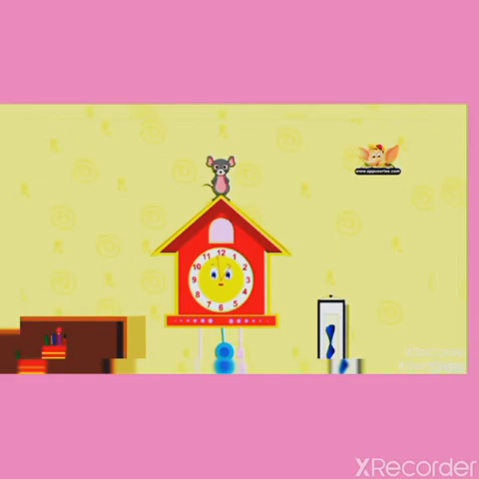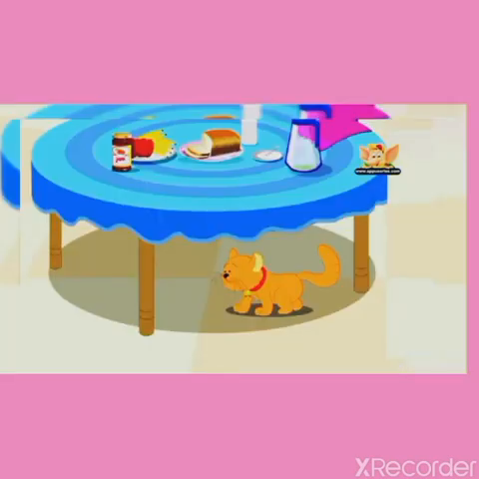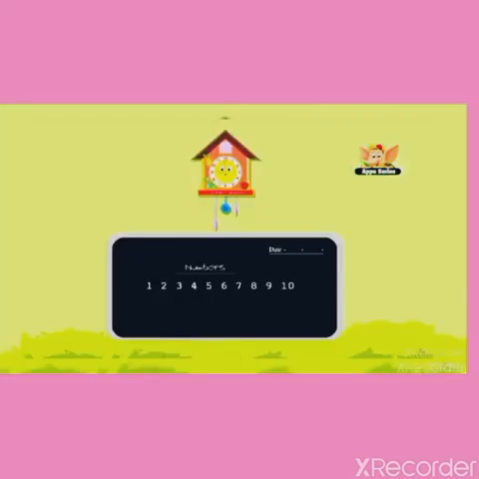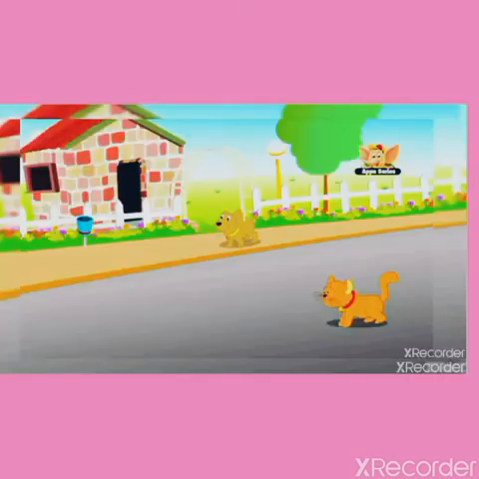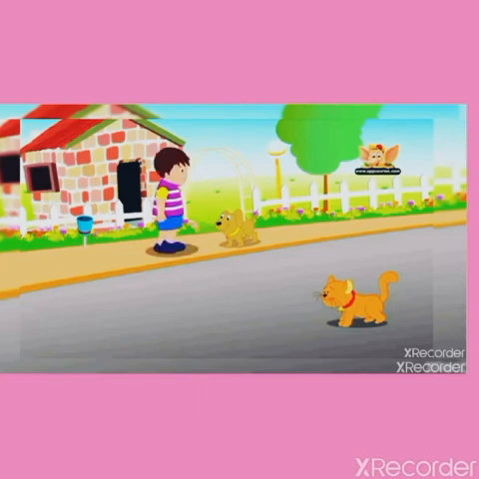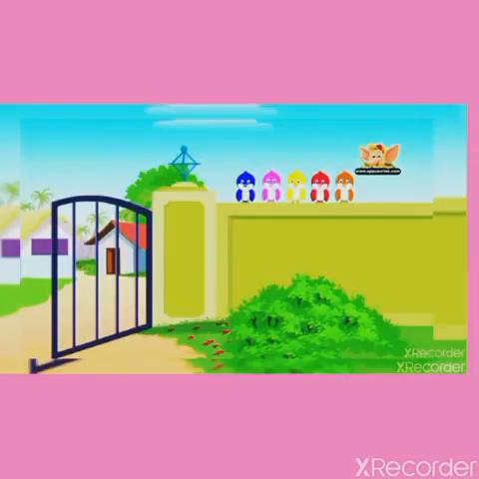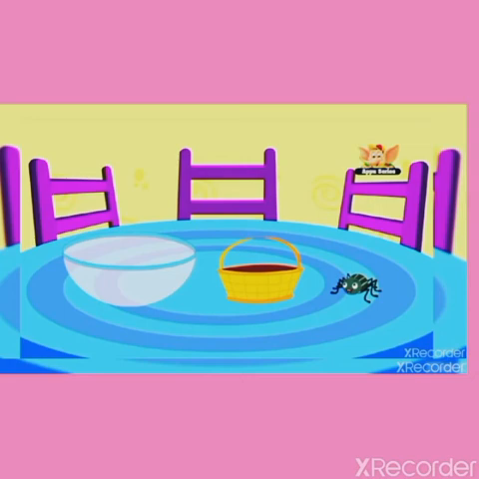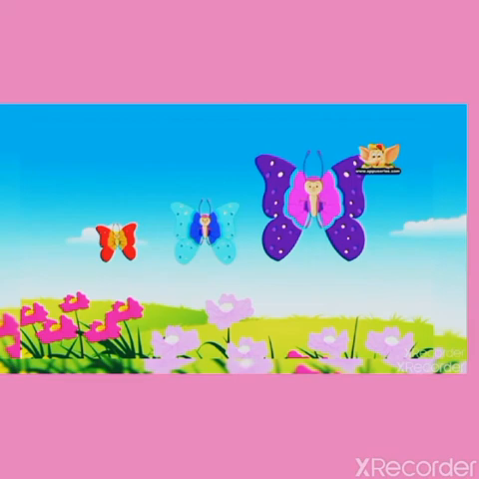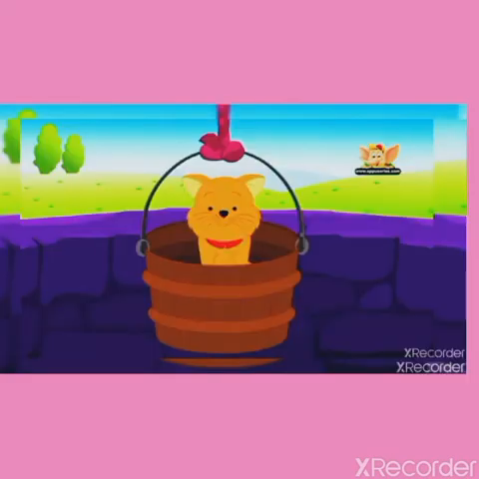Where is the rat? The rat is on the clock. Where is the cat? The cat is under the table. And who's standing below the clock? The boy is standing below the clock. Where is the dog standing? Standing nearer to the house. The boy is very far from the cat. The blue bird is nearest to the gate, and the purple bird is farthest from the house. The bowl is the biggest compared to the basket, and the red butterfly is the smallest compared to the purple butterfly.